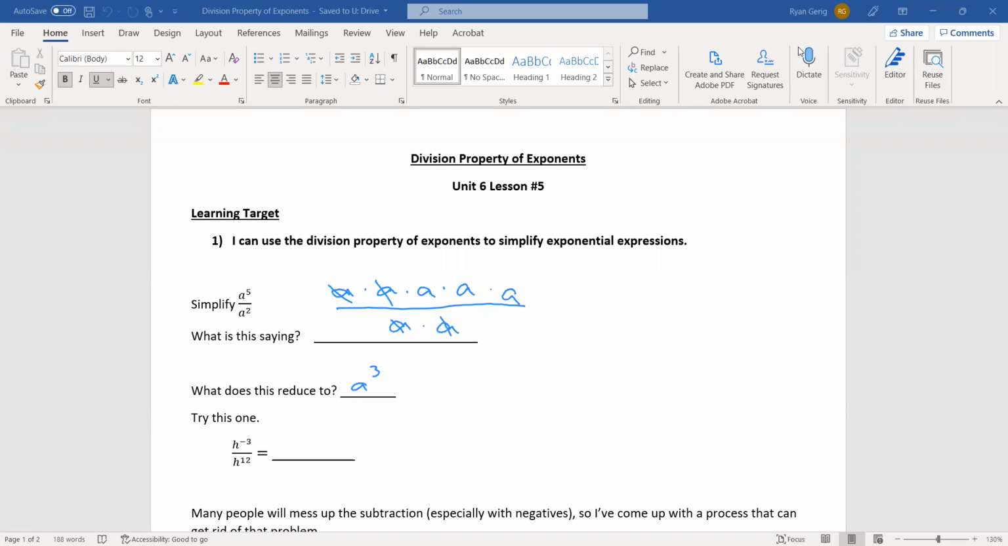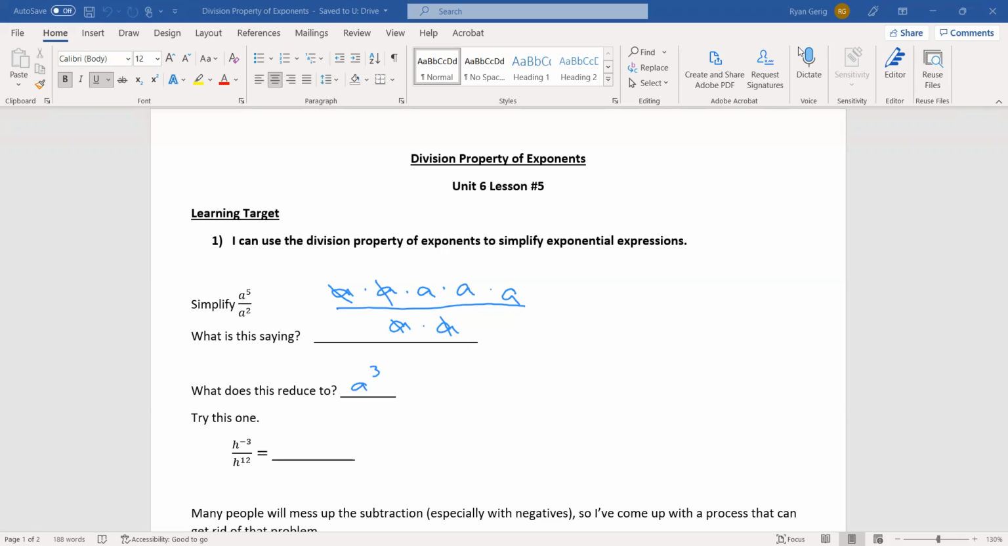So h to the negative 3rd over h to the 2nd, or h to the 12th. Okay, so this one, a lot of people mess up on because we back up a second. People realize, oh, I can just subtract 5 and 2 and get 3. That is the shortcut. You can do that. However, with the negatives, it can cause some mistakes, which, yeah, I'll show you what a lot of people get here is h to the 9th or h to the negative 9th or something like that.